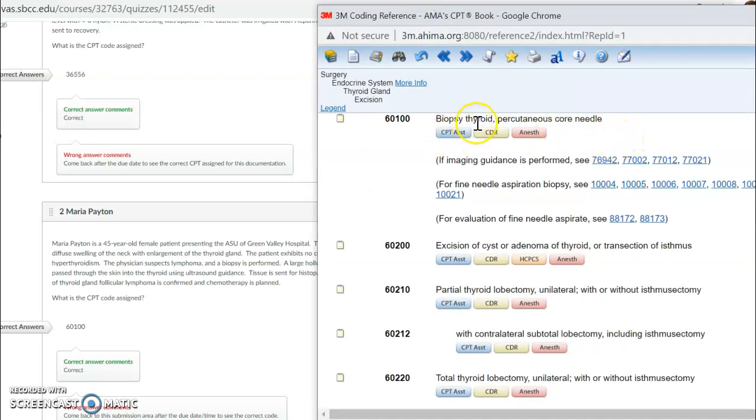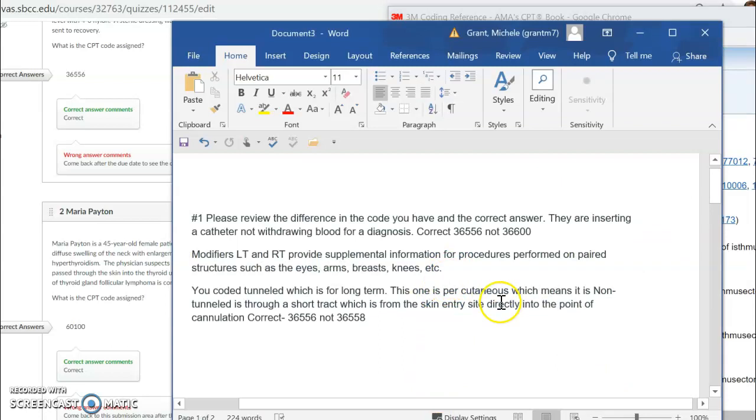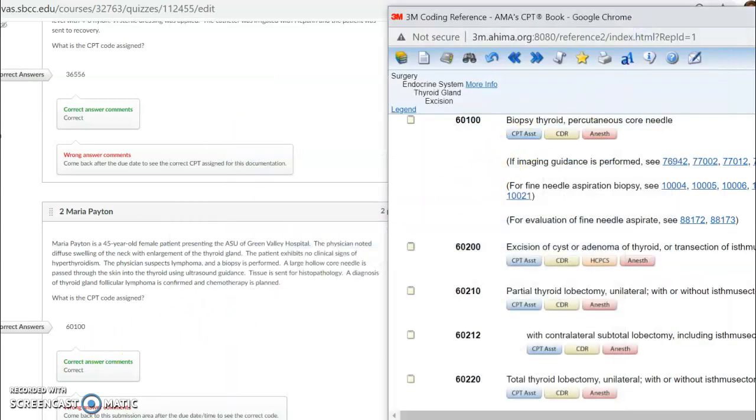So with this, we have biopsy thyroid, percutaneous core needle. So let's just kind of look at that. Right here, we have core needle. We did the physician biopsy. A lot of students got confused on the ultrasound guidance. If imaging guidance was done, then we're going to use that 7000 code. But they didn't use imaging. We are going with the ultrasound. So it should be a surgery code, not a radiology code. So a couple of students put a 7000 code there. Any questions on that one, make sure you contact me.